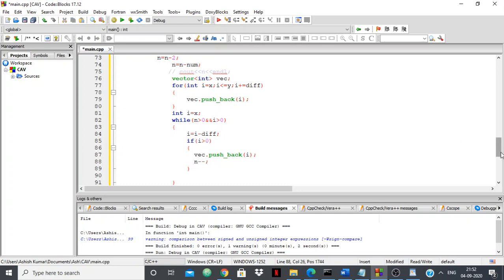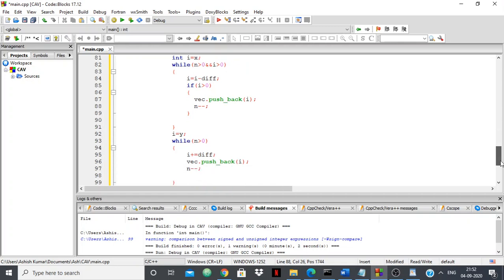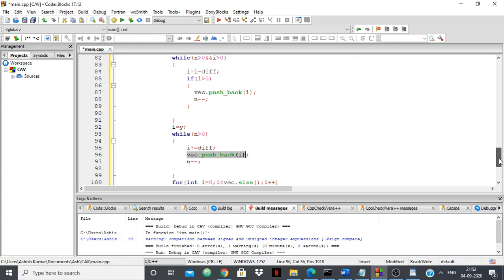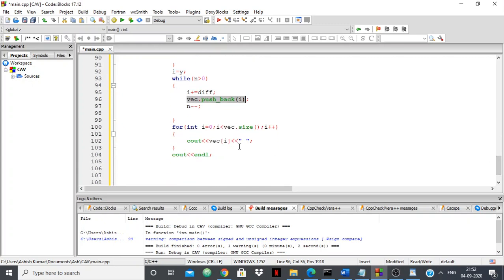Now if n is still remaining, if I still have some elements to restore, then I'll look from y and above. So I'll make I as y, while n is greater than 0, I is equal to I plus difference, and the element I'm putting into my vector, and I'm reducing n. When n becomes 0, I finally have restored all my elements, and the restored elements are in the vector. So the answer will be in the vector, which I'm finally printing out.